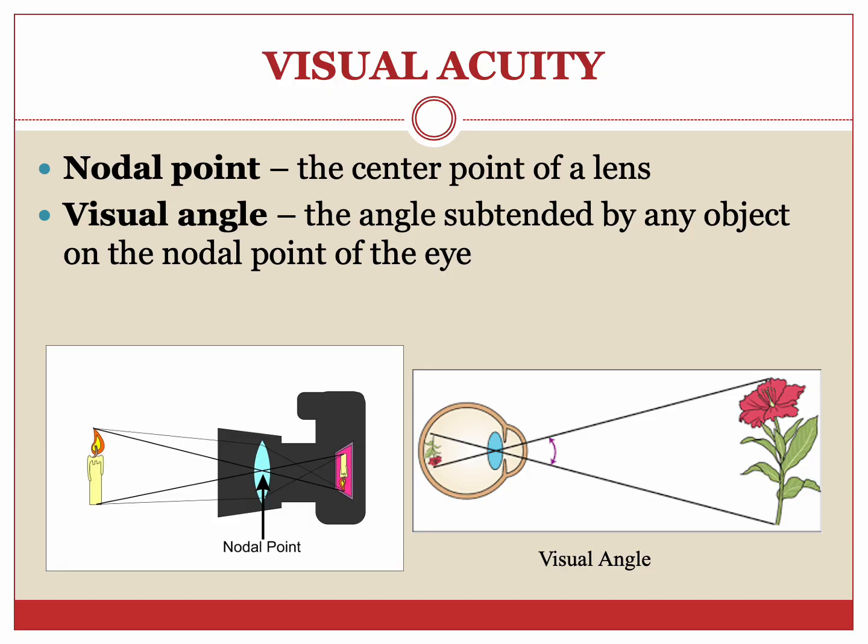Like we take an example given below. There is an eye on the left side and there is a flower on the right-hand side. From the upper and the lower part of the flower, two rays are coming, and those two rays are meeting at the center point of the lens. That is the nodal point, and the angle between those two rays is known as the visual angle. So it is the angle subtended by an object at the nodal point of the eye.